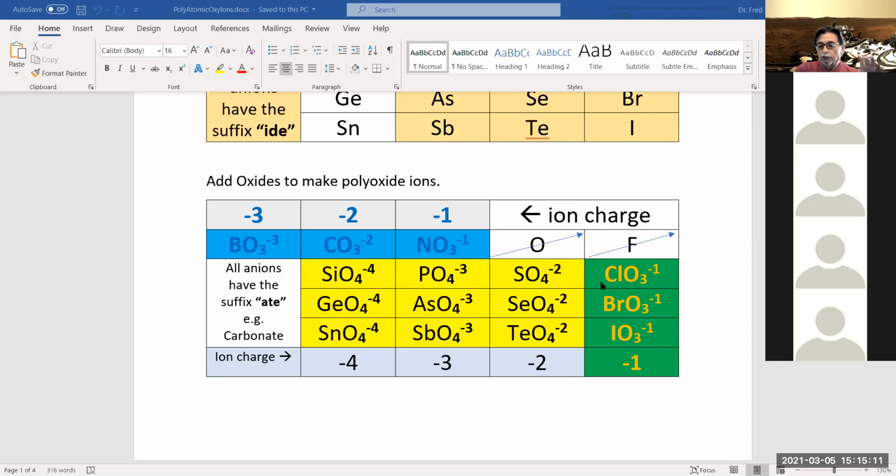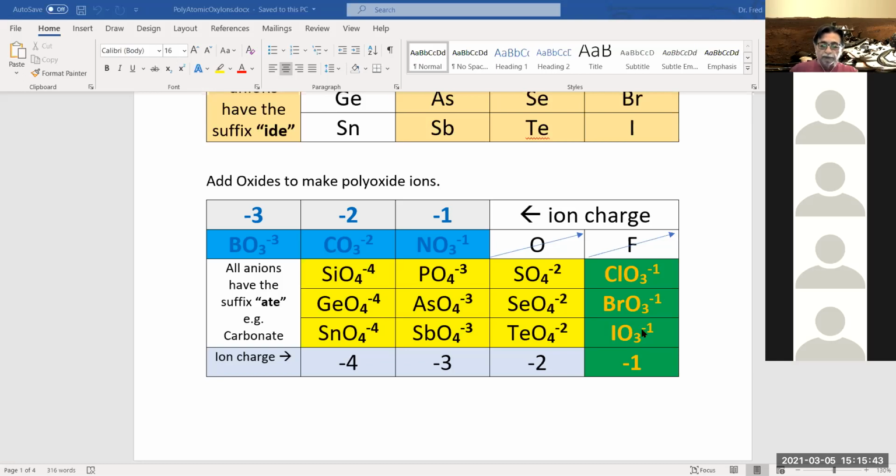All right, now the ones in green, there are some halogens that will react and combine with oxygen to also form these polyoxy anions. So chlorine, bromine, and iodine, the ones in green, can all combine with 3 oxygens, and all of them have a -1 charge. So ClO3 has a -1, BrO3 has a -1, and IO3 has a -1, okay?